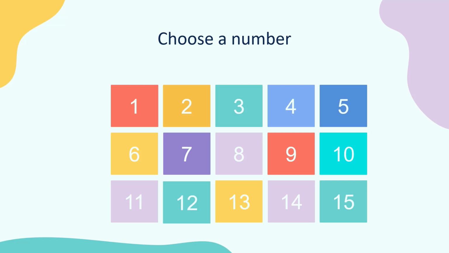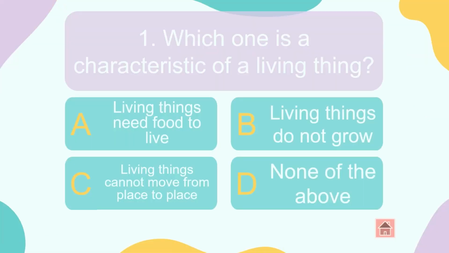Now let's answer some questions by numbers. Now, which one is a characteristic of a living thing? A. Living things need food to live. B. Living things do not grow. C. Living things cannot move from place to place. Or D. None of the above. I'll give you some time to think. You can also pause the video if you need extra time.